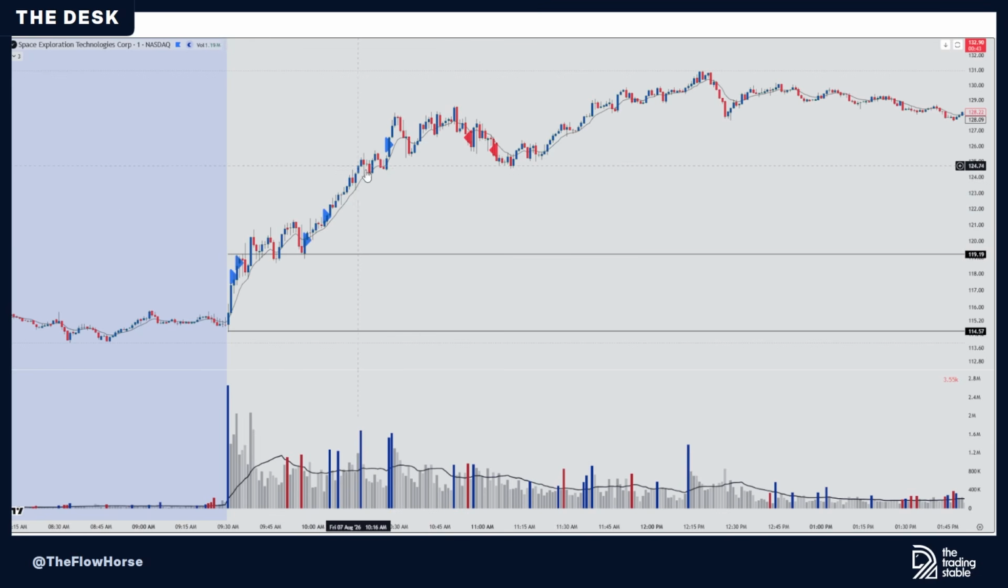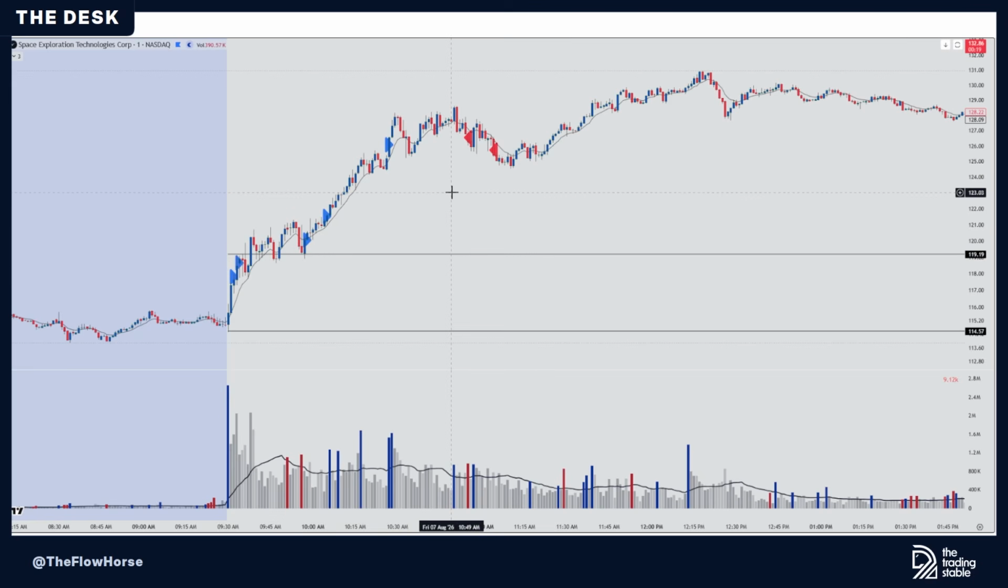We have a pullback to averages, which justifiably could have been an area worth entering, but I had waited until we finally broke from that consolidation to add the next position. So it's kind of like you have the initial push, long, retest long, worthy taking, tight invalidation right here, breakout long, and then finally I'm exiting the position when things begin to roll over.